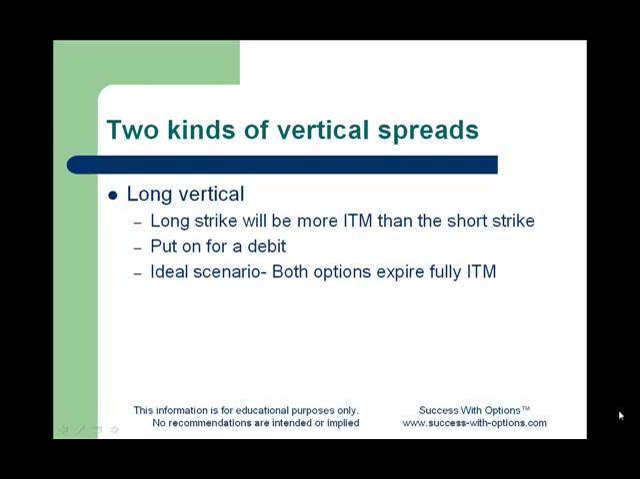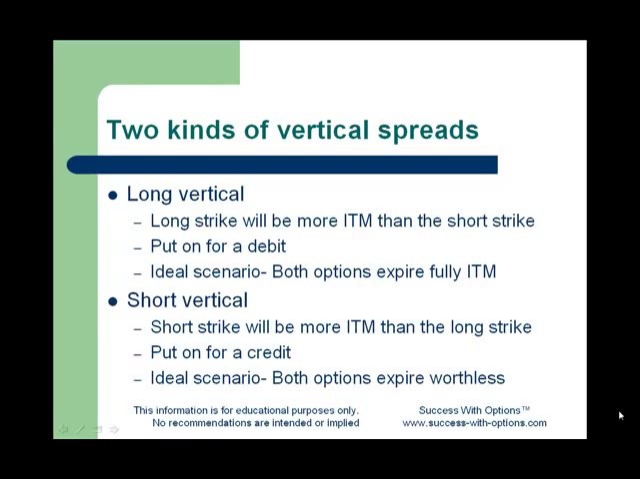The long vertical spread will be made up of a purchased option, the long strike, that is more in the money than the sold option, or the short strike. Because of this, the long strike will cost more to purchase than what I make from selling the short strike. Therefore, this spread will be put on for a debit. In the ideal scenario, I will realize my maximum profit when both options expire fully in the money.